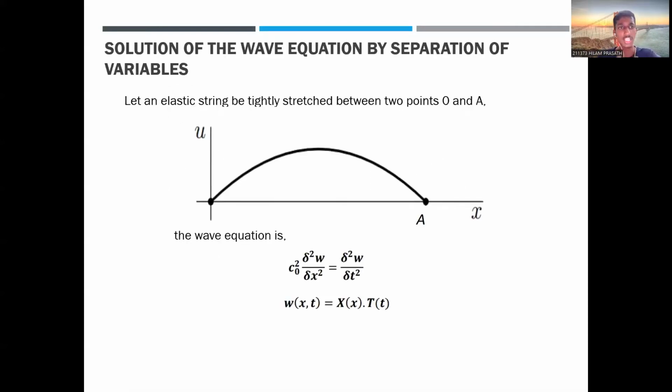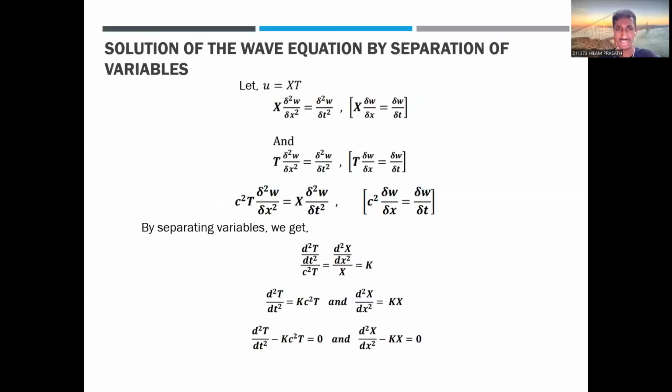Okay, now I'm going to explain the solution of the wave equation by separation of variables. So let an elastic string be tightly stretched between the two points 0 and a. So the wave equation, which I showed earlier, c squared del squared w over del x squared equals del squared w over del t squared, with w(x,t) equal to an X function and a T function. Let u equal X(x)T(t). So we substitute into the equation with the different equations because of the X equation and T equation. Then we separate by separating variables. We get these three equations.